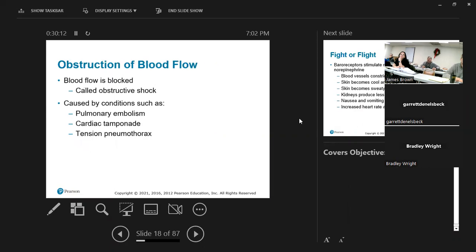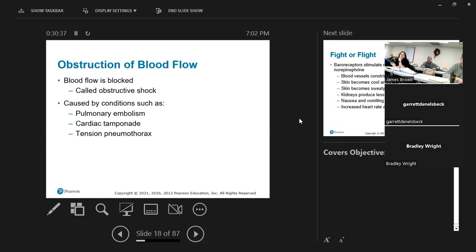Okay. And then finally, you have your obstructive shocks. So who can tell me what some are? Well, they're up on the board. Anyways, so what's a pulmonary embolism, guys? Blood clot in the lungs, right? So you end up with a blood clot in the saddle between the two lungs, and so blood can't get in there to do a gas exchange, right?